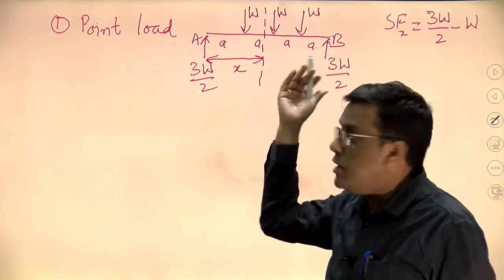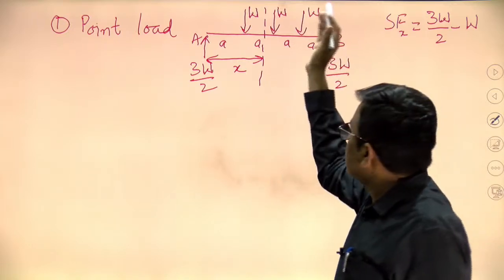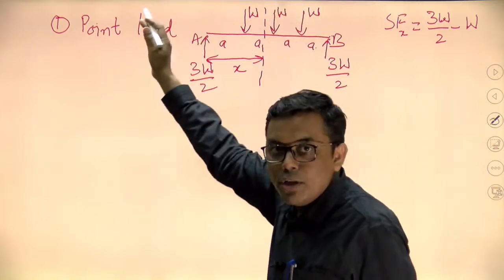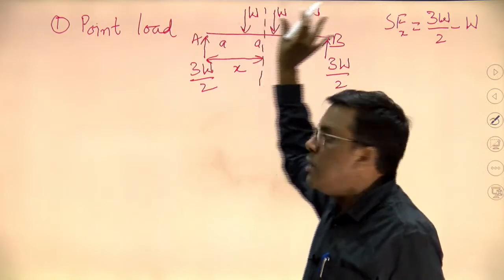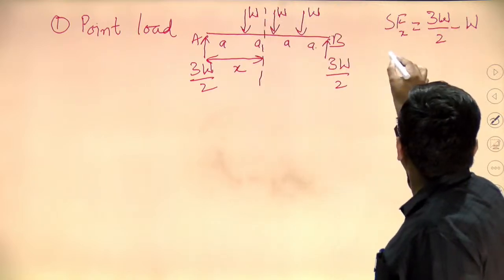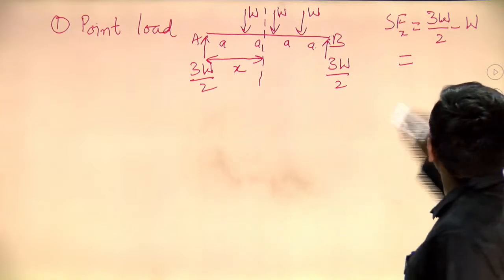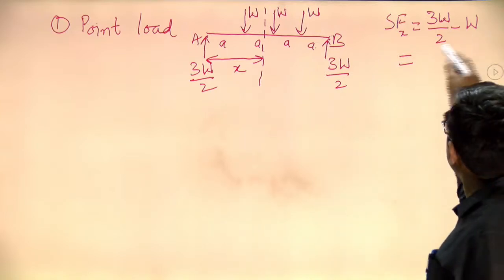I am considering only these two because according to our analysis, for shear force we will take either the left side or the right side. So 3W by 2 minus W. What will it be? 3W by 2 minus W. How much will it be?